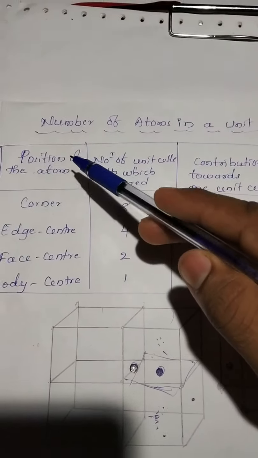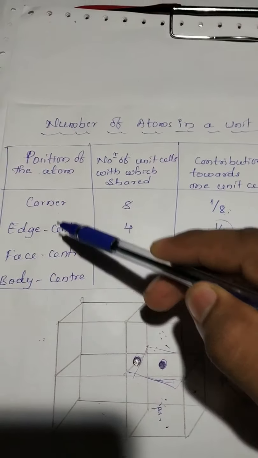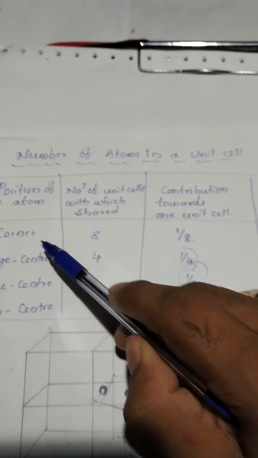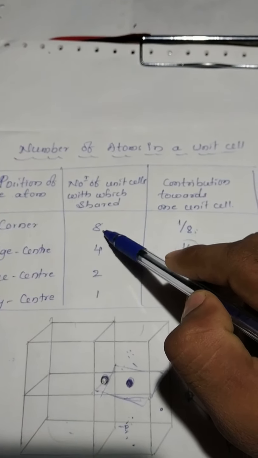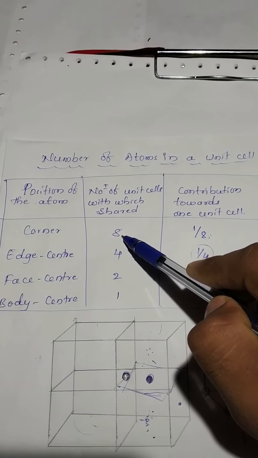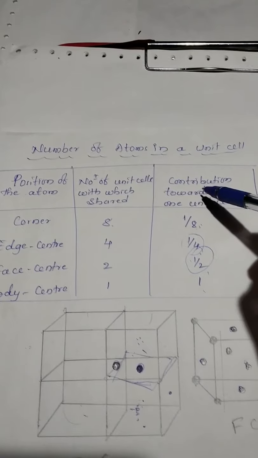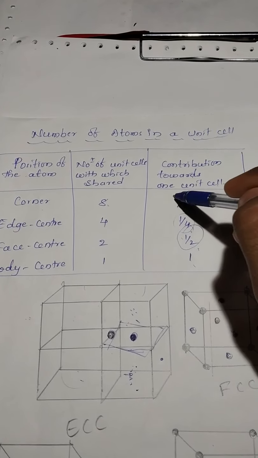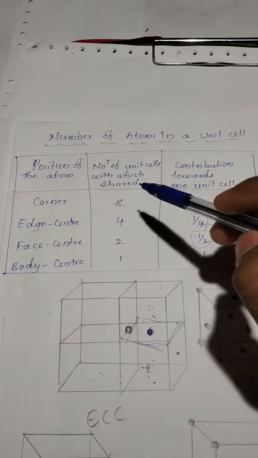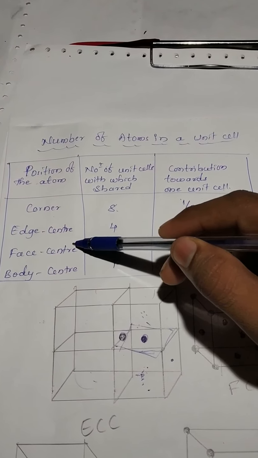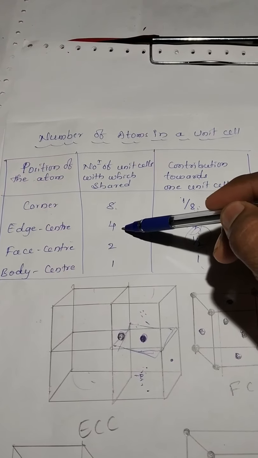See here, position of atom: corner atom, edge center atom, face center, body center. Number of unit cells with which shared. Corner atom is shared by 8 unit cells. Just now I told you, corner atom is shared by 8 unit cells. Hence the contribution towards one unit cell is 1 by 8. And edge center. The edge center is shared by 4 unit cells.